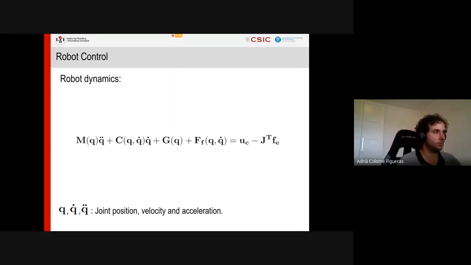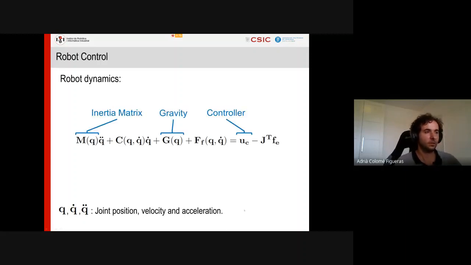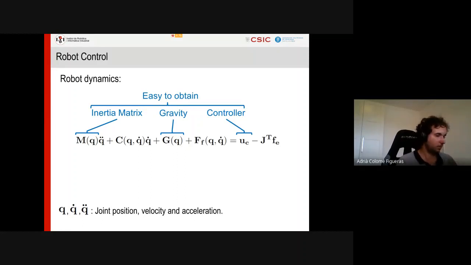So this is the robot dynamics equation. Probably many of you have also seen this equation. Here we have, for example, the inertia matrix, the gravity, the control action. These ones are easy to obtain. The inertia matrix is usually provided by the manufacturer. The gravity is also easy to compute. For the controller, we usually send current signals, but we rely on the conversion from current to torques.